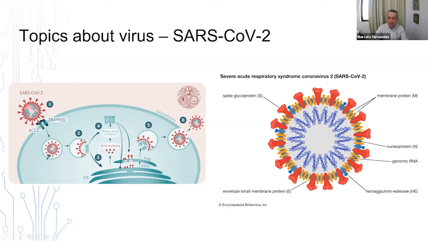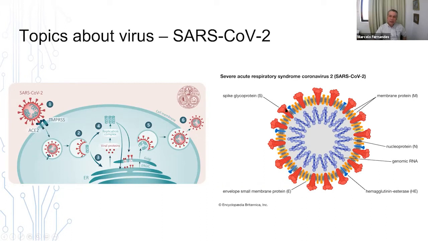So this virus has this structure where you have the genetic material inside this membrane, and it is RNA. You have other structures, and each structure here is a protein. This is a famous protein that we call the spike.